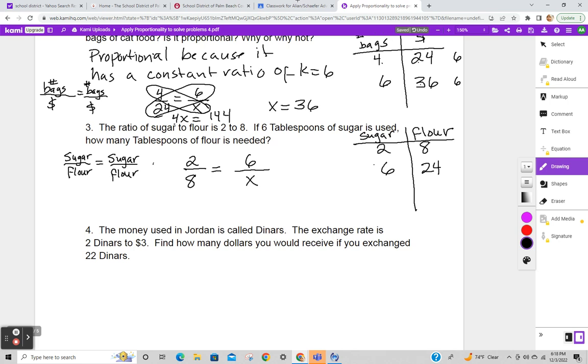And now we'll take the cross product. 2 times X is 2X. 8 times 6 is 48. And we'll divide both sides by 2. And we'll get that X equals 24. And that's exactly what we got when we did the table of values.